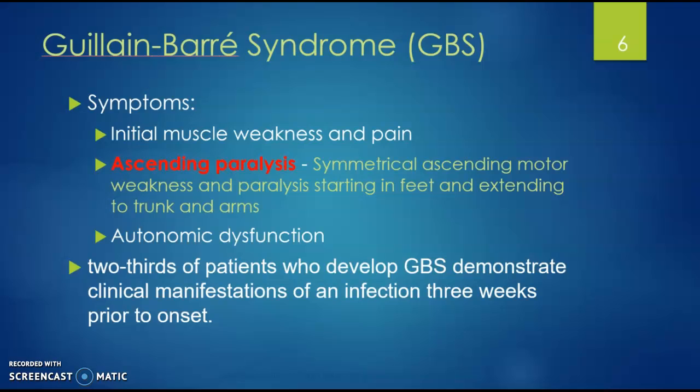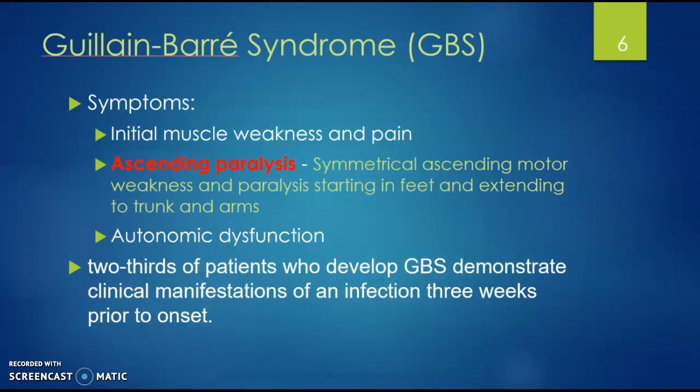Symptoms are that the patient will have bilateral muscle weakness and pain. They may notice they're just not walking quite right. And again, it's important to know that this is not one-sided. This is not like a stroke would be. It's symmetrical. And very key to note that Guillain-Barre has an ascending paralysis, meaning that it starts bilaterally in the feet and it gradually ascends with the paralysis going up both of your legs to your trunk and then up to your arms.